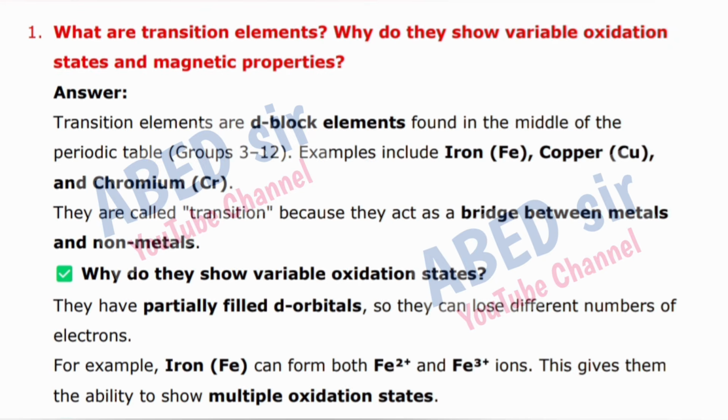Why do they show variable oxidation states? They have partially filled d orbitals, so they can lose different numbers of electrons. For example, iron, Fe, can form both Fe²⁺ and Fe³⁺ ions. This gives them the ability to show multiple oxidation states.